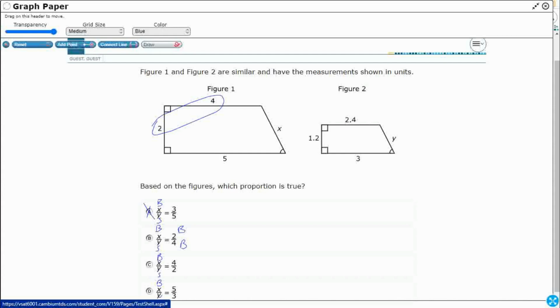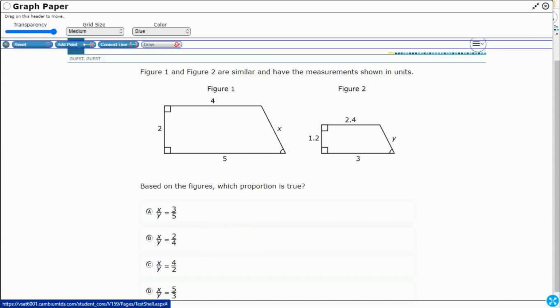Now, if you wanted to do this, you could have done 2 to 4, big to big. Then if you wanted to do the same thing over here, you could have done that because those two sides would have been proportional like that, small to small. And the 2 and the 1.2 will go together, and the 4 and the 2.4 go together, but they didn't. And it looks like we're looking for x to y. Okay, so B is not going to be it either.